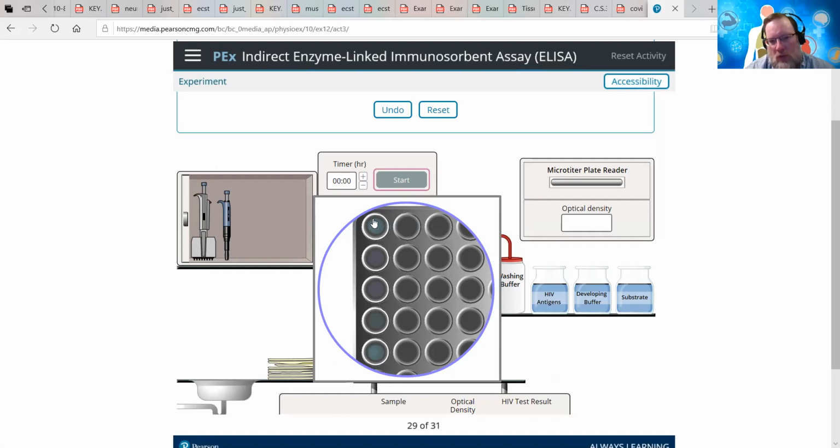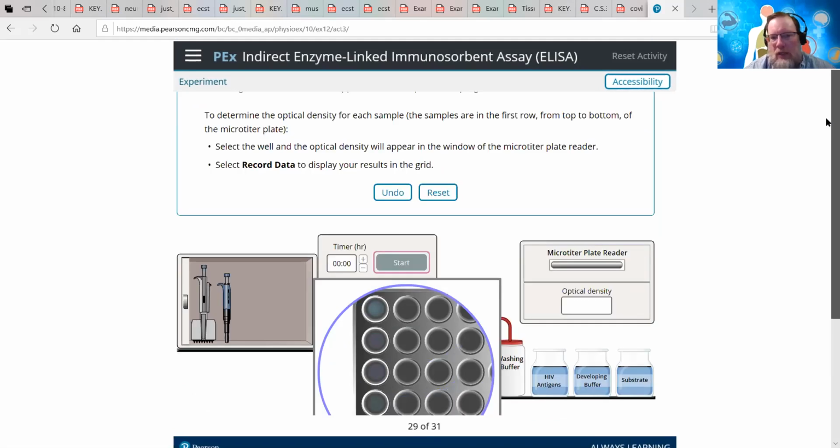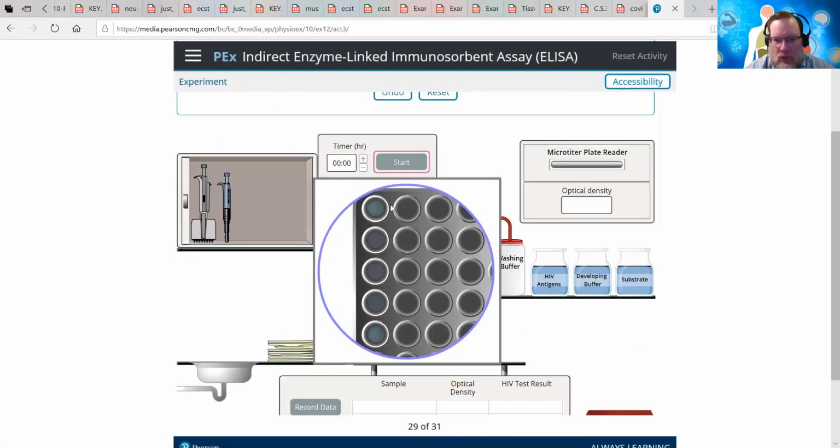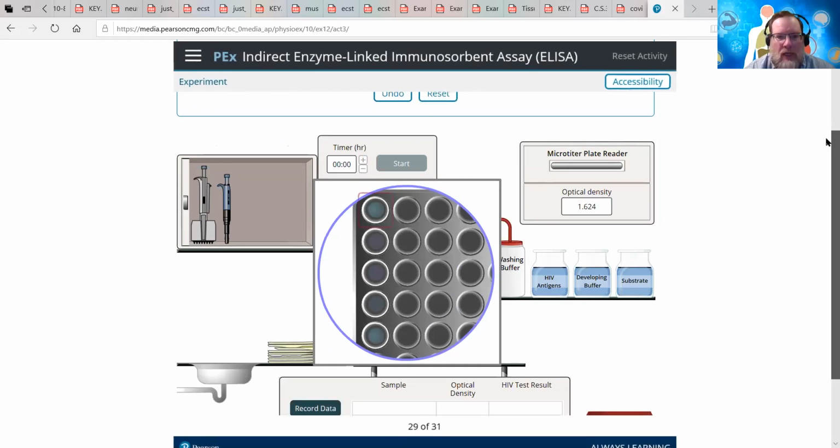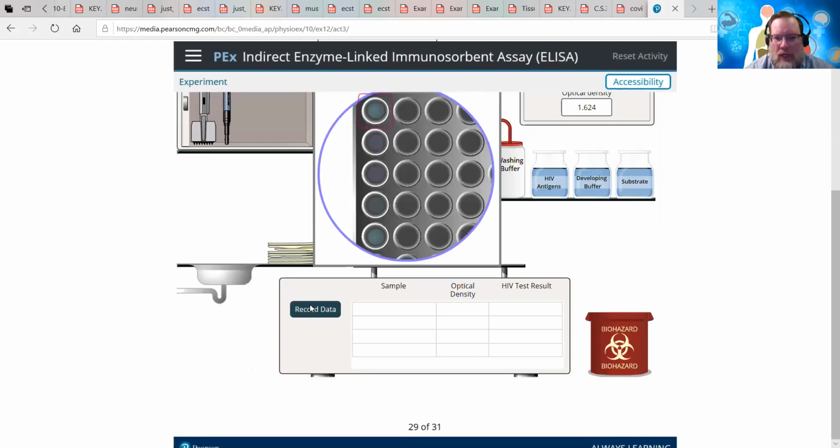So this would be the control for positive, control for negative, patient A, patient B, and patient C. What we're going to do is select each well, and then the optical density number is going to show up over here. So I'm going to click that. Right now we're just going to record data. We're not worried about any numbers. We click that, and we'll talk about what the numbers are. So let's just collect our data. Here's patient A. And again, it's looking at that optical density, patient B, and then patient C.